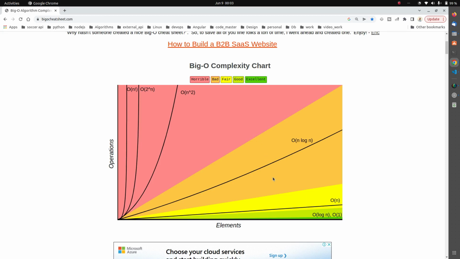Anything above this part, if you write an algorithm that gets to this part, this is horrible. This is not a good operation. This can crash your system. Any algorithm at O of n raised to power 2, O of 2 raised to power n, or n factorial is very dangerous for your system. If you write an algorithm like this, only use it with a tiny data set. Else, anything above that is going to crash your system.